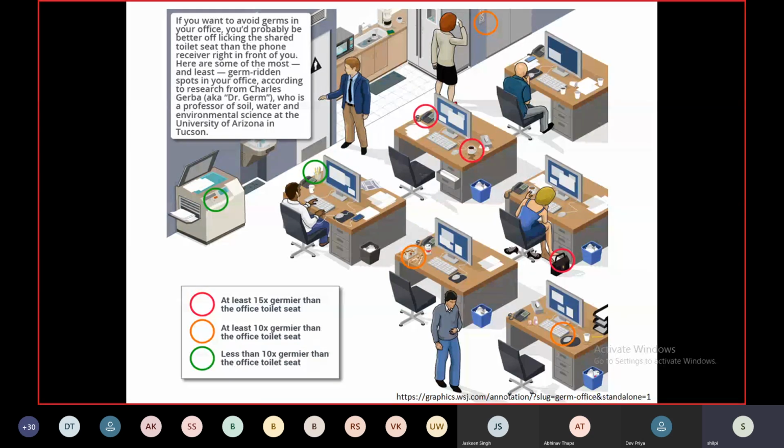Again, this is a study which I thought might interest you, wherein a comparison of bacterial load or abundance of bacteria has been made on various surfaces in a closed environment, in this case an office. And it was found that the number of bacteria on surfaces like the telephone receiver or a cupboard knob was way higher than the number of bacteria found on toilet seats.